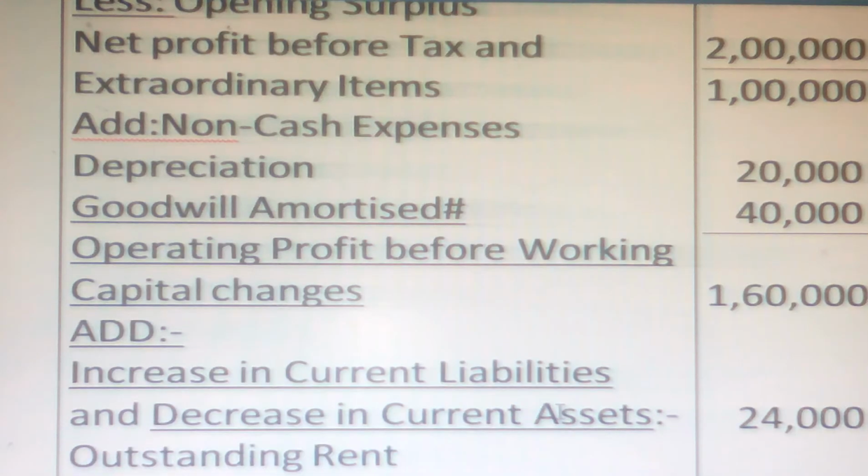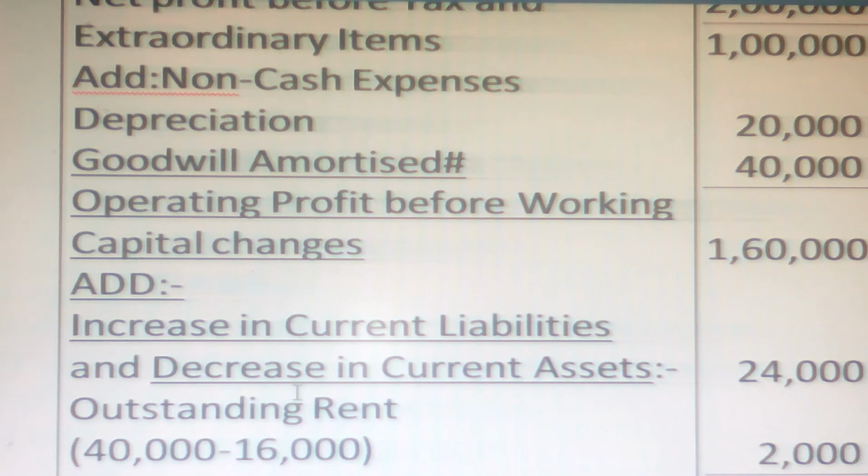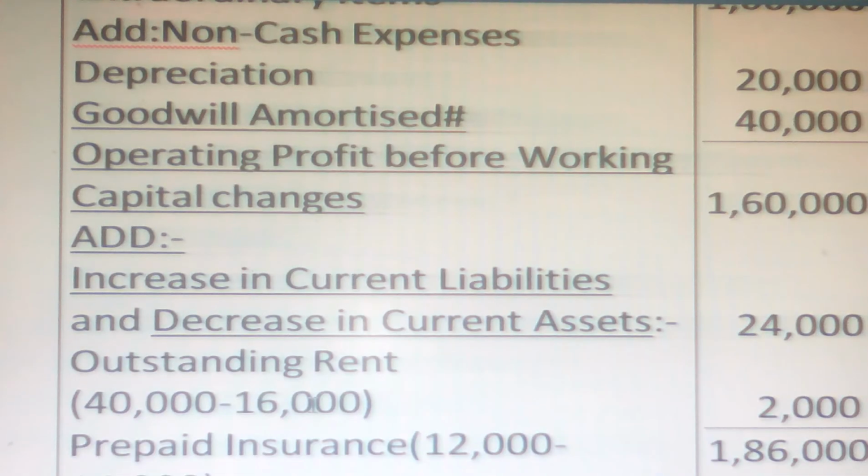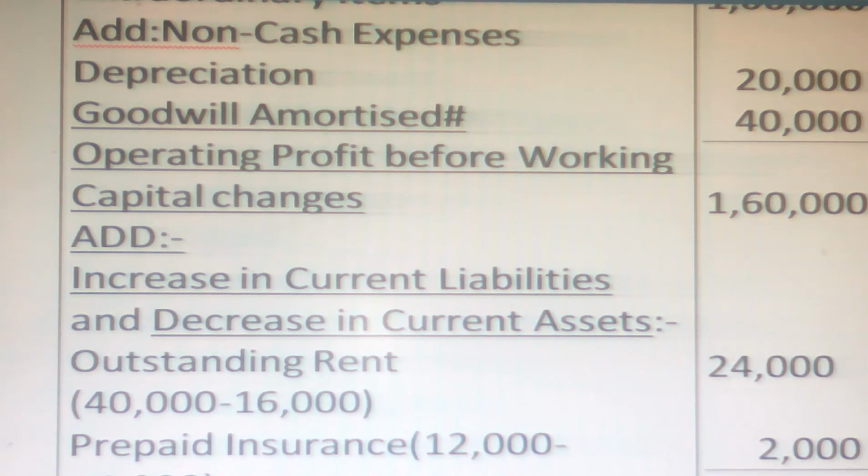Then, the formula, you know how to calculate working capital changes. Naturally, increase in current liabilities and decrease in current assets we want to add. See, outstanding rent: 40,000 minus 16,000. Here our liability increased. That's why the increase in current liability is going to be added. So it becomes 24,000.